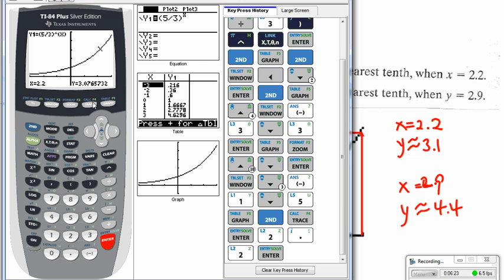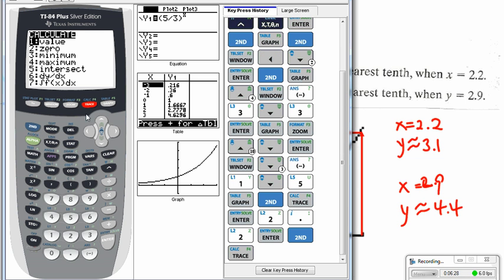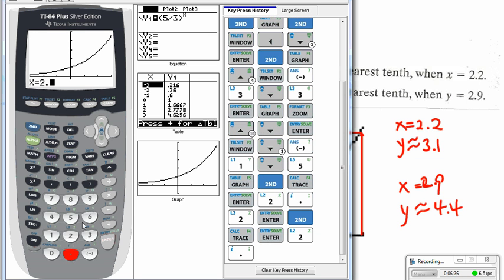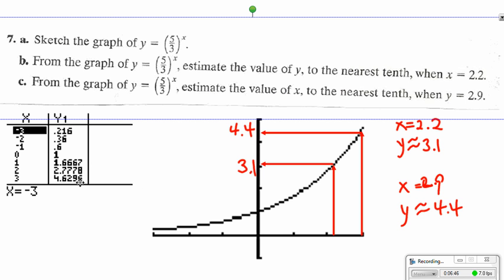And second, once again, second, calc, and then trying to find the value. X equals 2.9. That seems to be about right, 4.4-ish. All right, so that was okay. All right, now let us move on to the second portion.